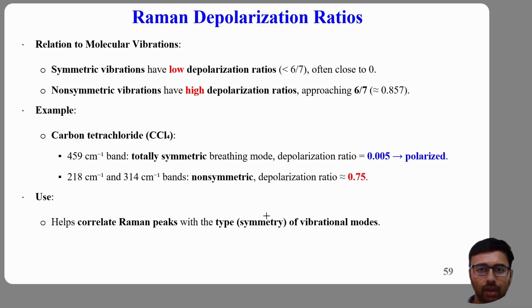So let us summarize today's lecture. We learned Raman activity depends upon changes in molecular polarizability. We explored electron cloud distortion, laser-induced dipoles, concentration dependence, laser frequency effects, and fluorescence trade-offs. We then introduced the Raman depolarization ratios. We learned symmetric vibrations produce low depolarization ratios while non-symmetric vibrations produce high depolarization ratios. Finally, we used carbon tetrachloride as a textbook example of polarized and depolarized Raman bands.